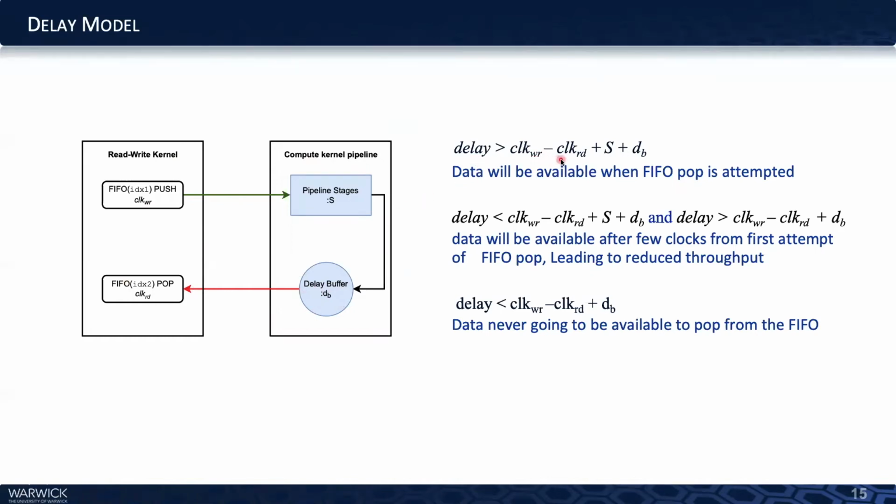This expression is for stall-free data flow. It makes sure that data is available when pipe pop is attempted by adding all the latencies. And this second expression is for deadlock avoidance. Here it makes sure that the delay buffer is filled before the first pop is attempted. And this last expression is for the deadlock case. Here the delay buffer is not filled before the first pop is attempted, or the pop is attempted before the first push to the pipe.